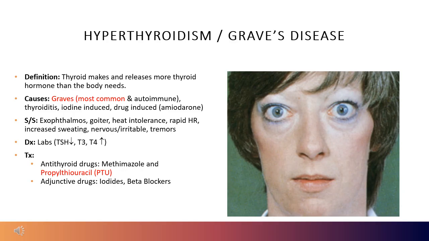There are anti-thyroid medications like methimazole and PTU, which I could try to say, propylthiouracil. That's why we call it PTU. Those are used to block hormone synthesis. We can also use iodides to temporarily reduce some of the release of the thyroid hormone. And then beta blockers will help control symptoms like that rapid heart rate, tremors, and anxiety while we get those levels under control.